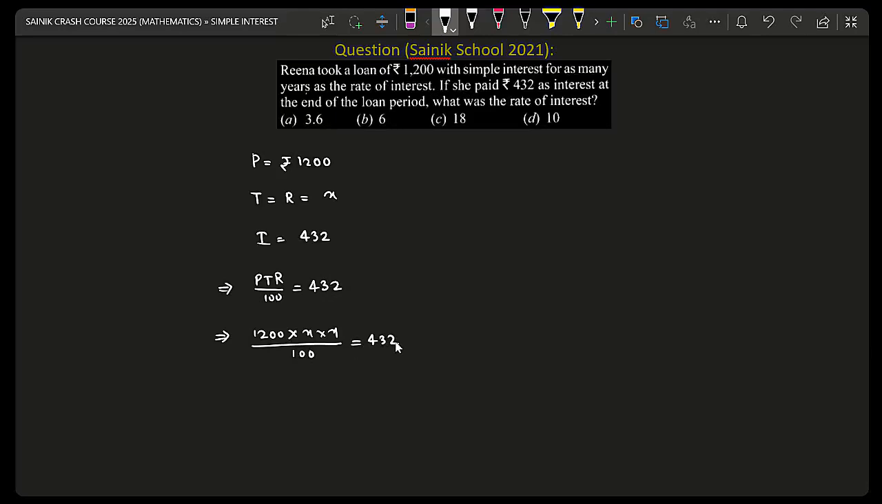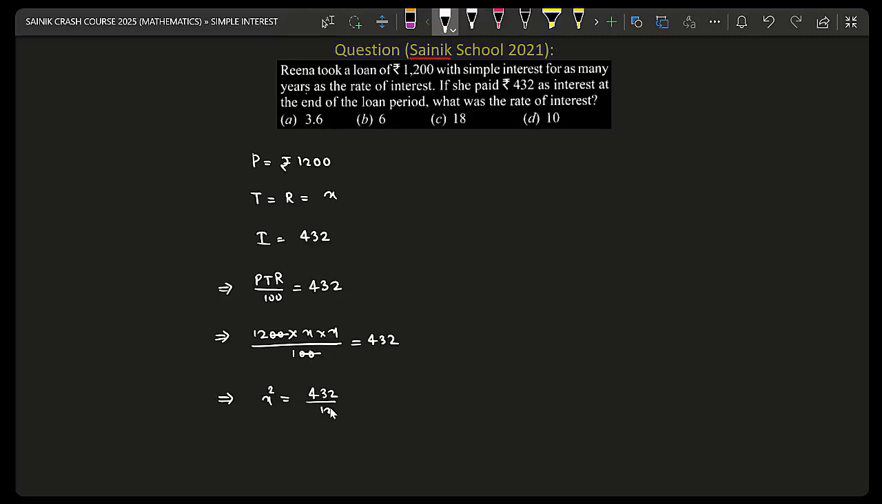Now we want to find the value of x. We can write x into x equal to x square. Is any simplification possible on the LHS? Yes, cut the zeros. Now 12 you transpose to the right side. What will happen? Multiplication becomes division. So x square is equal to 432 divided by 12. Now try to simplify the RHS.